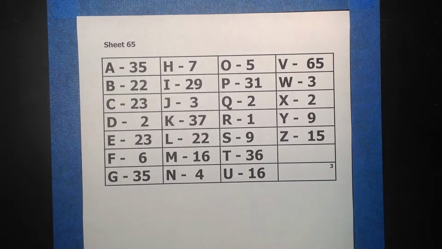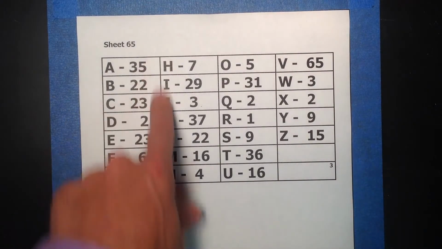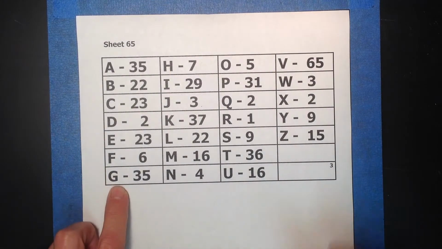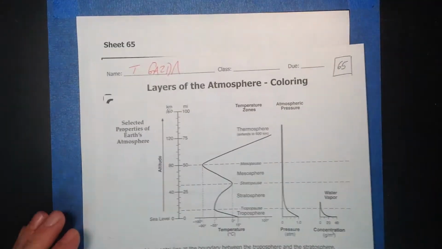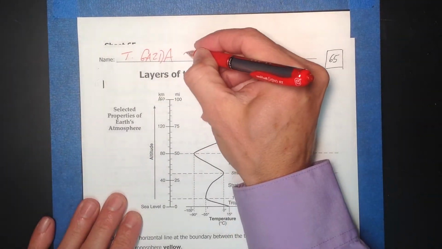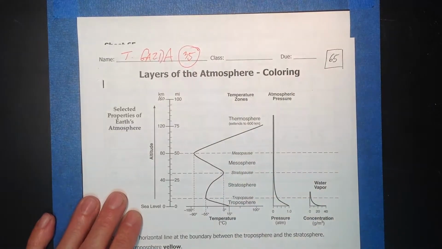Okay, now what you want to do is find the letter of your last name and find the number that corresponds with it. Then write it on the front of the page next to your name. So for instance, my last name starts with a G, that number would be 35. I then go here and I write that number next to my name and circle it. So please do that now.